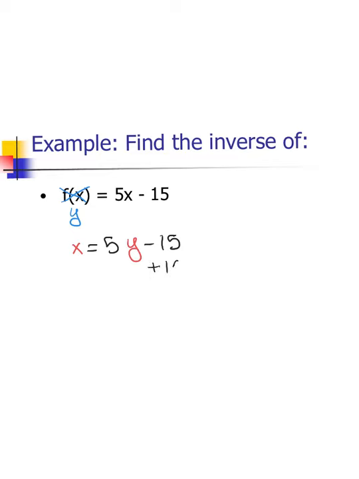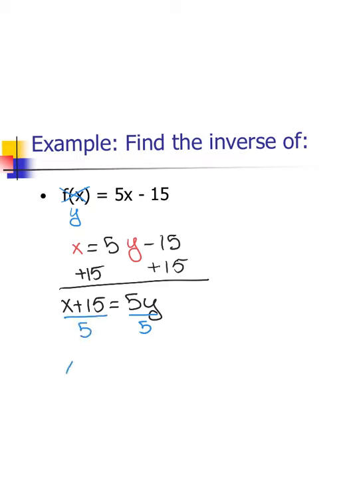The first thing I'm going to do is add 15 to both sides. I cannot combine an x and a 15, so I write it as x plus 15 equals 5y. Again, I want the y by itself, so I'm going to divide both sides by 5, and I get x plus 15 over 5 equals y. That is the inverse of the original problem.